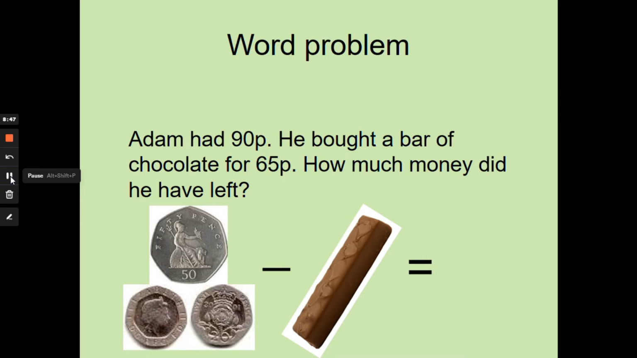Well done if you've finished that one. So that would be 90 take away 65. So if you work that out using column addition, you should have got 25 pence as your answer. So please give yourself a big tick for that one. So that was 25 pence.